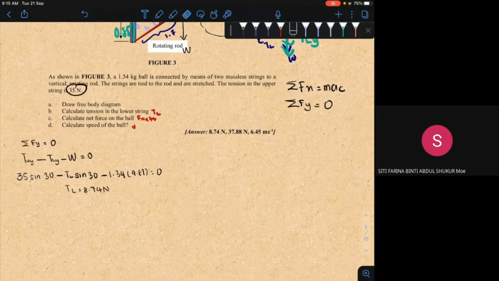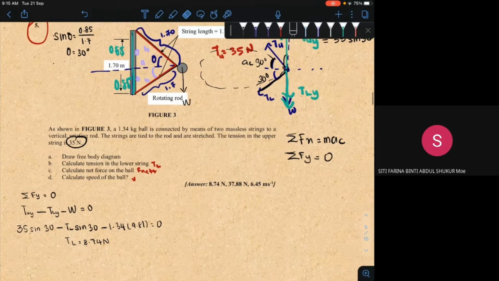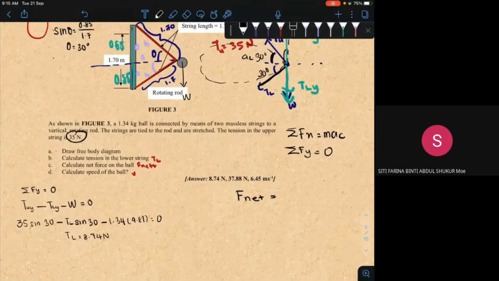Alright, so we have found the tension for the lower, yes right, 8.74. Okay, and then next it asks to find the net force of the ball here. Okay, net force of the ball is F net here. Since you have forces along X and also along Y, we will use the magnitude method. Summation Fx squared plus summation Fy squared.